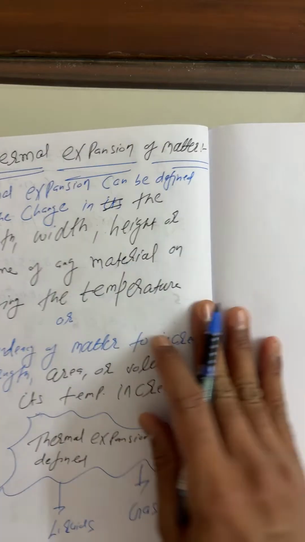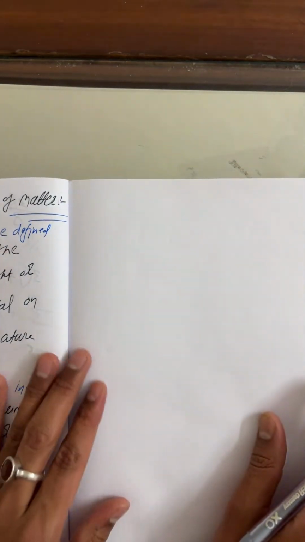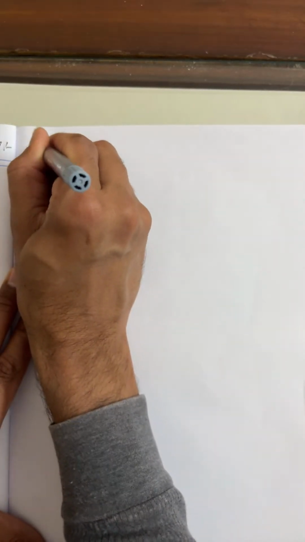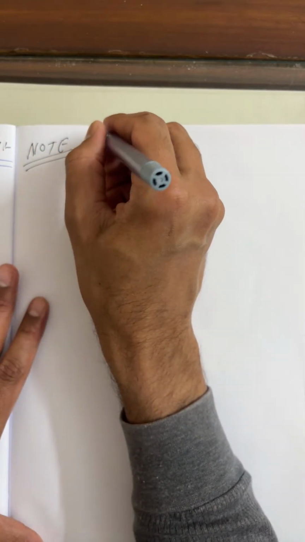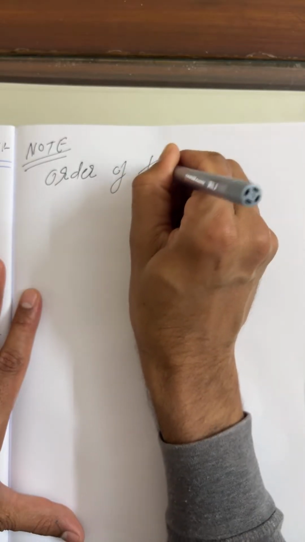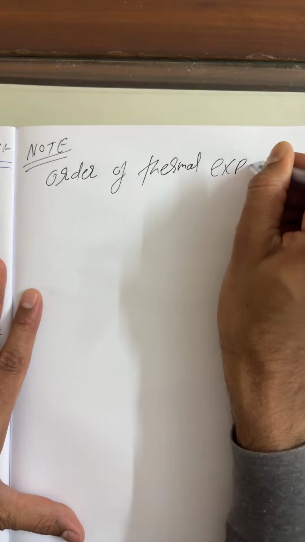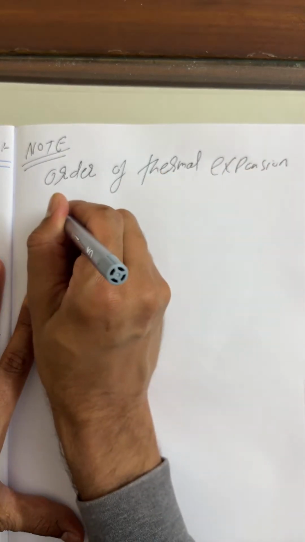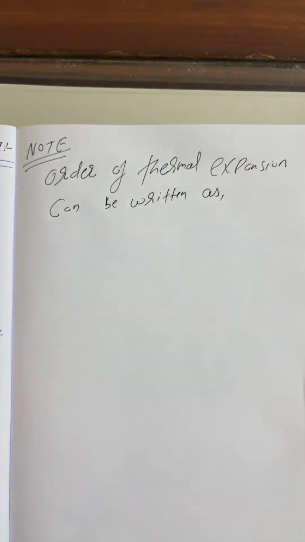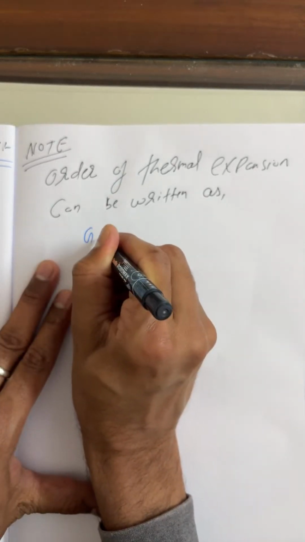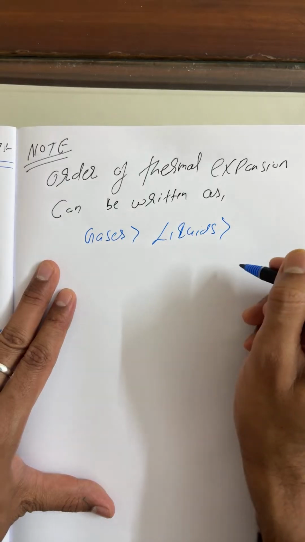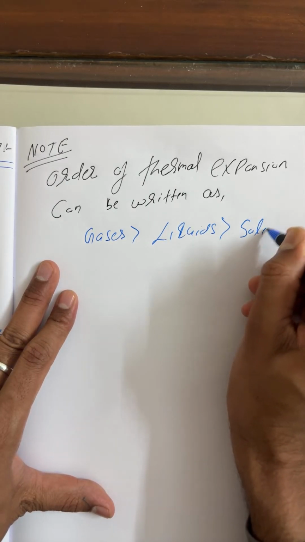Keep this point as a note. The order of thermal expansion can be written as: gases, then liquids, then solids.